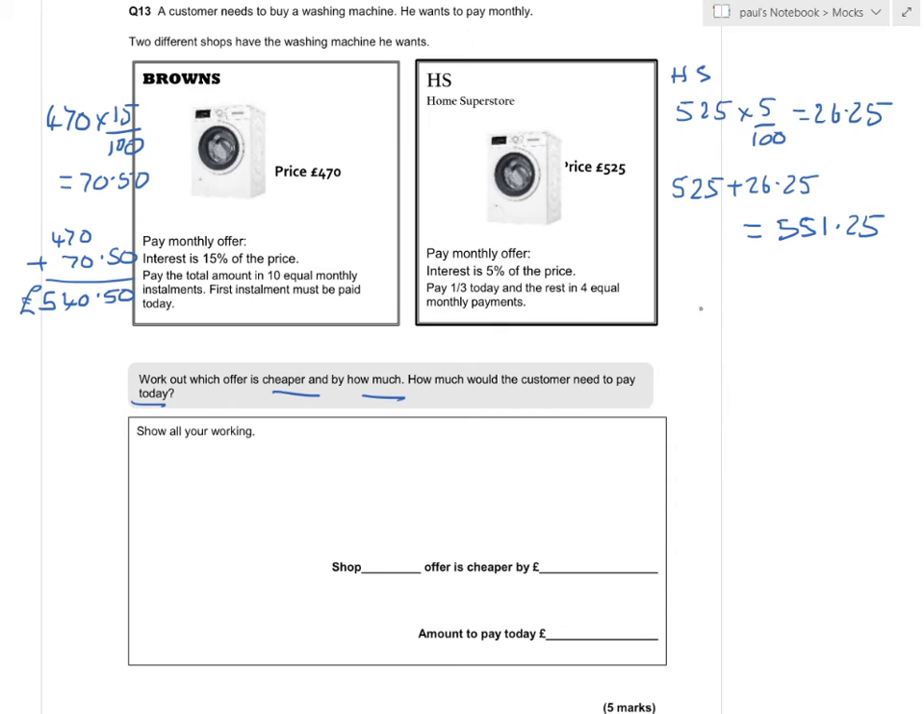£540.50. So which is cheaper? This one's cheaper. So which offer is cheaper? Brown's is cheaper.